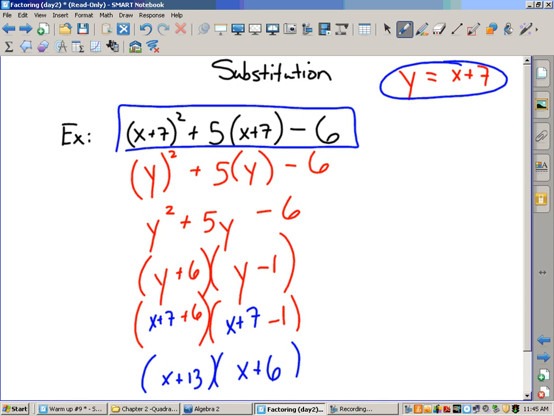Well, I didn't ask you to solve. I'm just asking you to factor. So if I asked you to find the zeros, you'd end up having to set those equal to 0 and then solve to get negative 13 and negative 6. Okay? But right now, today is all about just factoring.